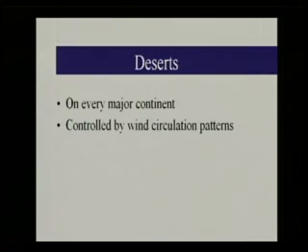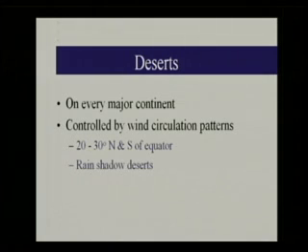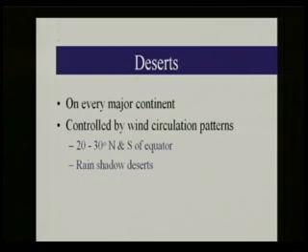Let's shift gears a bit and talk about deserts. Deserts occur on every major continent, and they are controlled by wind circulation patterns. In general, we see desert formation prevalent at 20 to 30 degrees both north and south of the equator. We also see the formation of rain shadow deserts, and I'll show you a diagram of that in just a minute.